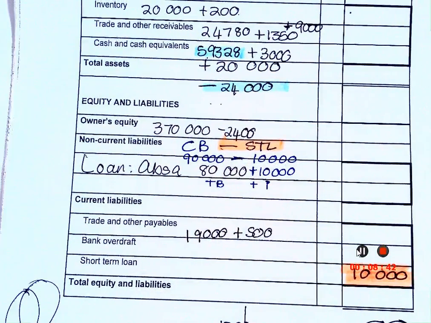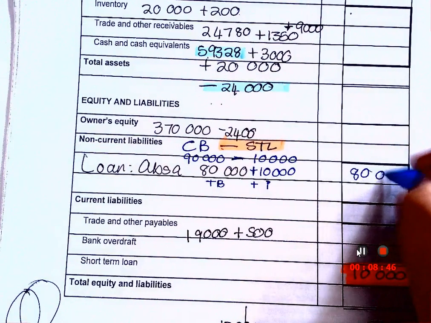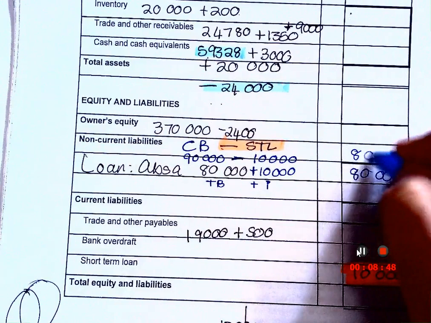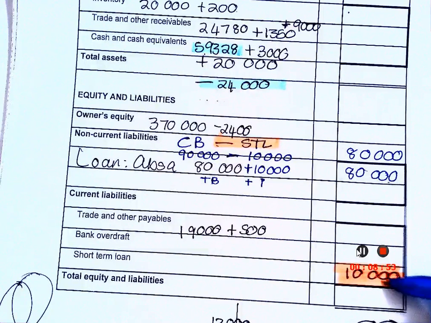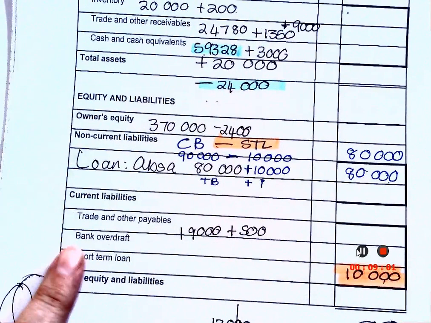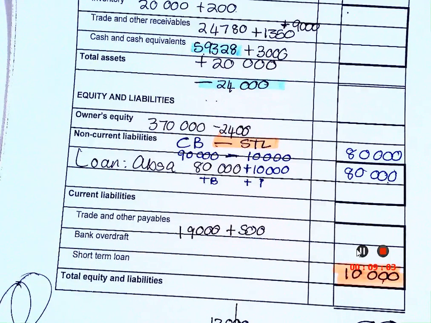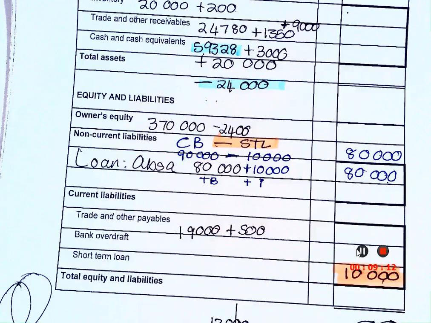And why is that? My loan, can you see, the loan is still 90. Because 80 plus 10 is 90. It's just the part that I'm going to pay next year is no longer non-current. It is now current because I have to pay it within the next 12 months. You understand? So the long term I show and the short term I show. I split them.